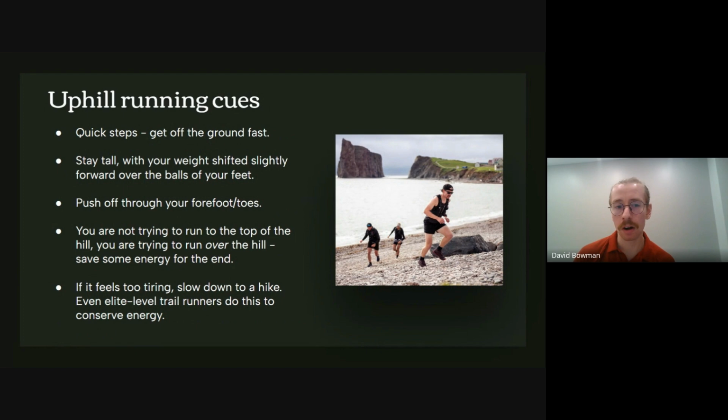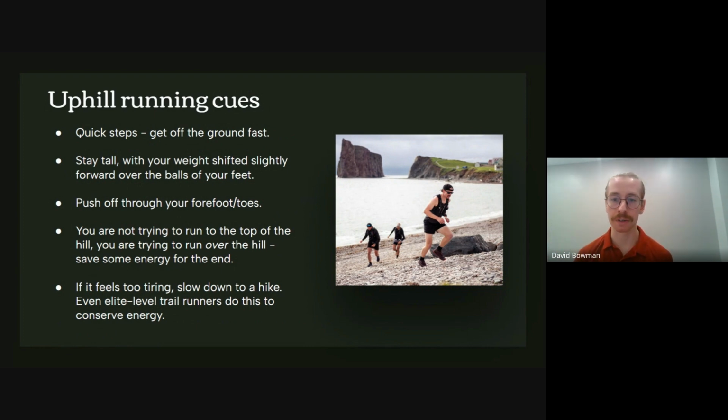So here are a few of our uphill running cues that someone going uphill for the first time could keep in mind. We want to think about having really quick steps, so trying to get our feet off the ground as fast as possible and keeping ourselves nice and tall with our weight shifted slightly forward over the balls of the feet, allowing us to push off through the forefoot and the toes. The other thing that I like people to think about, and this translates really well to things like biking and skiing as well, is that you are not trying to run to the top of the hill, you are trying to run over the top of the hill.